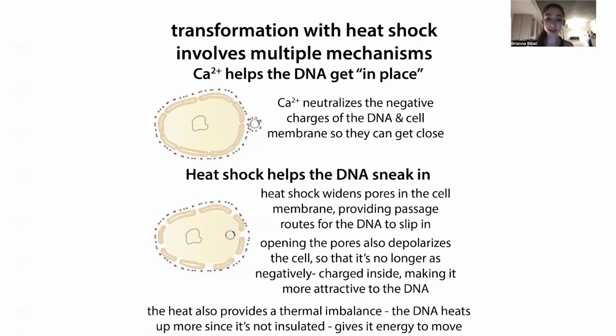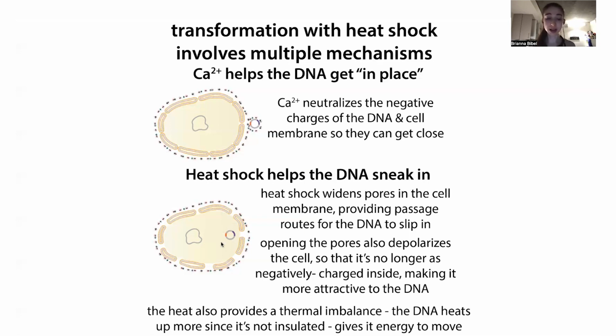And so how do we make it want to get in? The heat's going to help us with this too. When you open the pores, it's going to depolarize the cells. The bacteria keeps the inside of the cell typically more negatively charged by pumping out protons, so pumping out H+. And it's actively doing this. So when you open these pores, you're disrupting that whole system, and now those protons can flow back in. The inside of the cell is going to become less negatively charged, and this is going to allow the negatively charged DNA to find the cell more attractive.